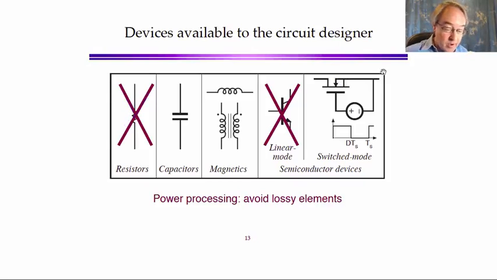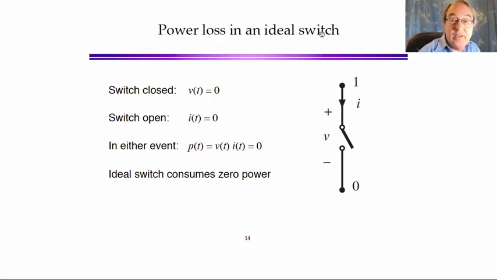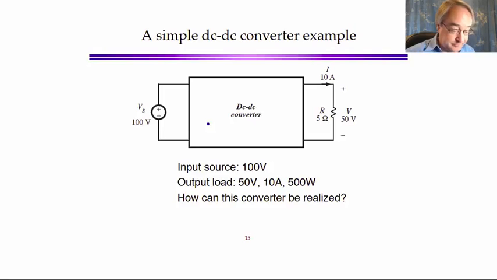They don't consume power. The reason for that is if we can get them to operate close to the behavior of an ideal switch, then when the switch is closed, there's no voltage across the switch, and when the switch is open, there's no current through the switch. And in either state, the power consumed by the switch, which is the product of voltage and current, is zero. So to the extent that we can make a semiconductor device operate as an ideal switch like this, the semiconductor device will be lossless.